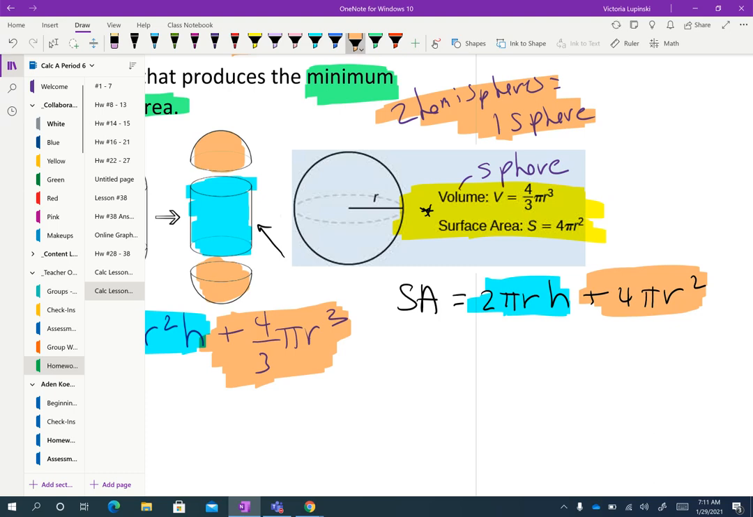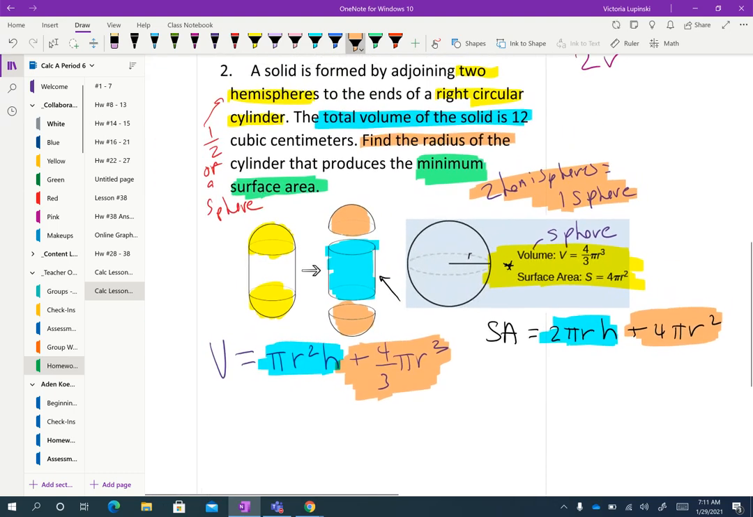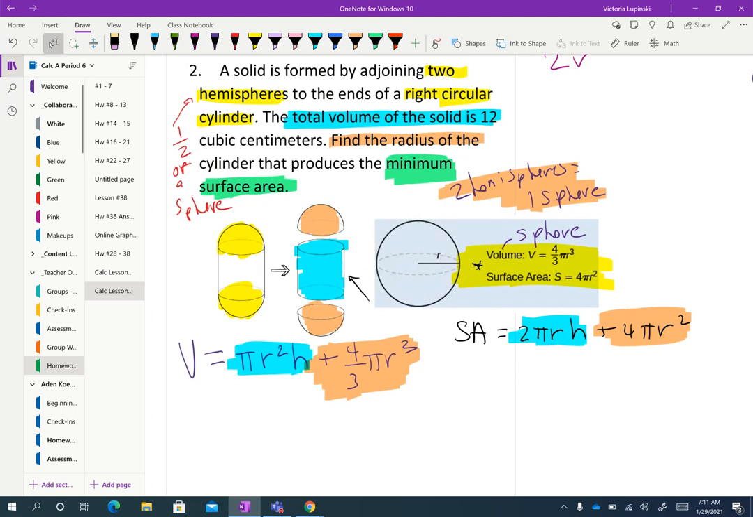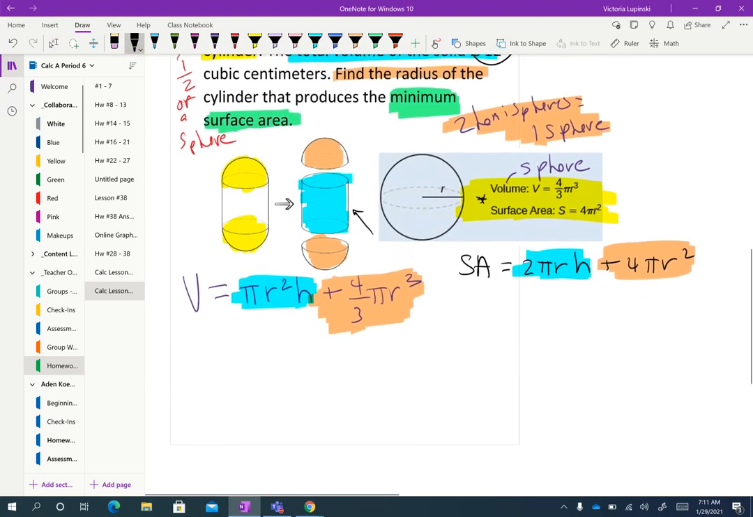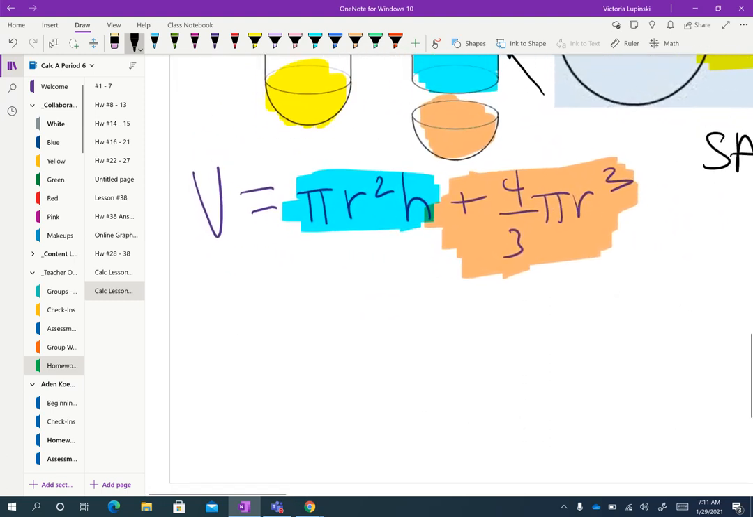So I now have my two equations. What information have I not yet used? I have not used the fact that the total volume of the solid is equal to 12. So I'm going to go back to my volume equation here and set it equal to 12. I'm going to have to take this and solve it for either H or R, and then substitute it into my surface area equation.